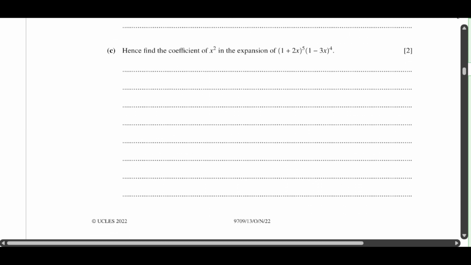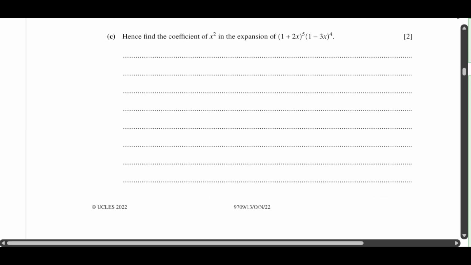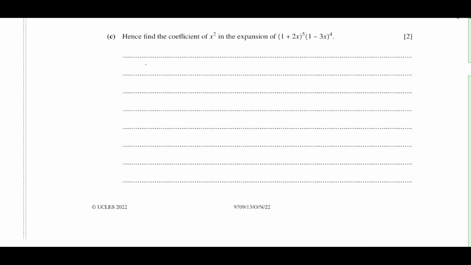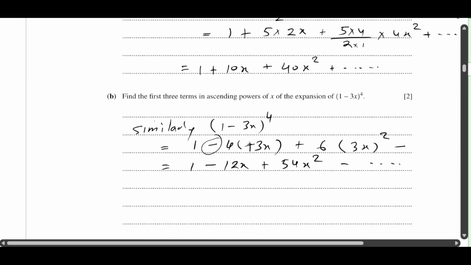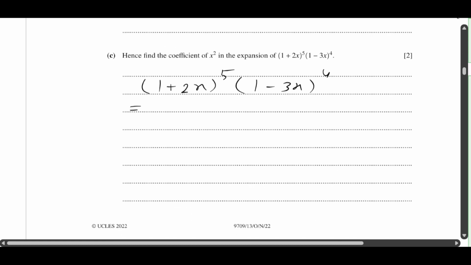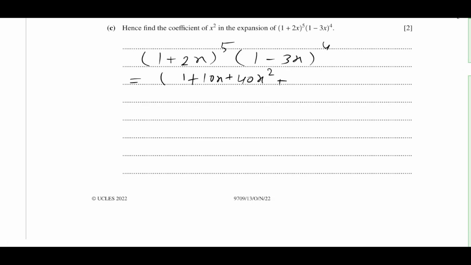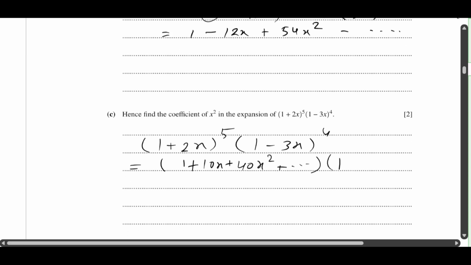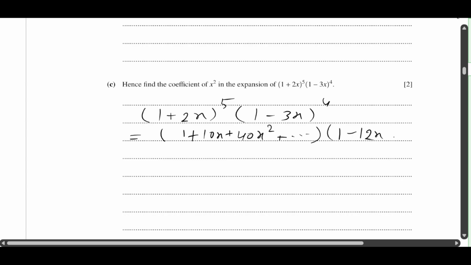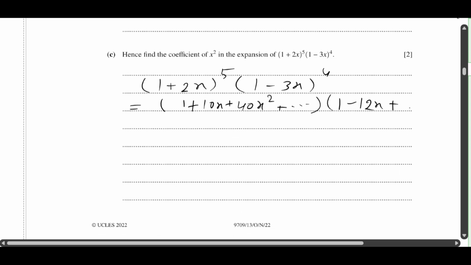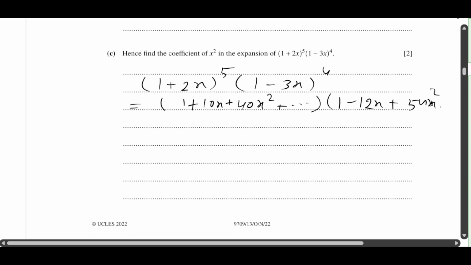Now the next problem is: hence find the coefficient of x square in the expansion of this. Okay, so we have (1 plus 2x) the whole power 5 into (1 minus 3x) the whole power 4. So this is equal to 1 plus 10x plus 40x square plus dot dot dot, into 1 minus 12x plus 54x square minus dot dot dot.